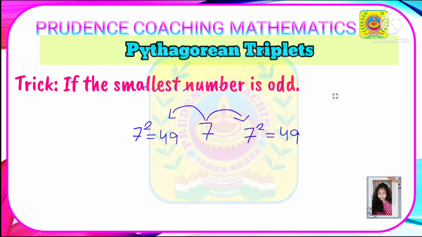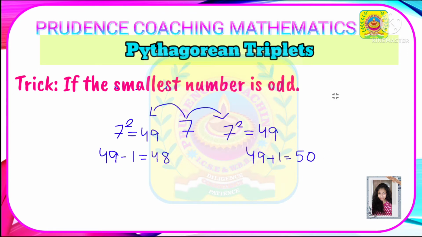In one you need to subtract 1. So 49 minus 1 you will get 48. In the other you need to add 1. So 49 plus 1 you will get here 50. Done. Now we need to divide the resultant numbers, that is 48 and 50, by 2. So 48 by 2 you will get here 24, and 50 divided by 2 you will get here 25.